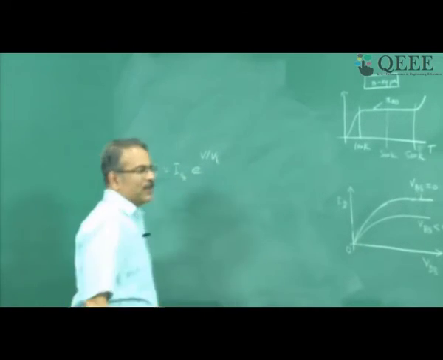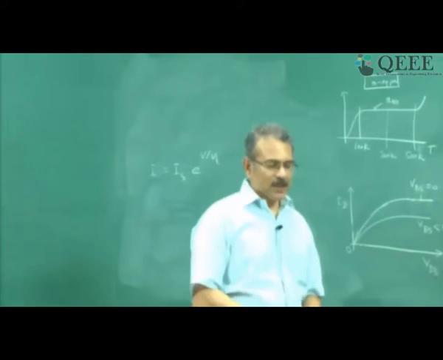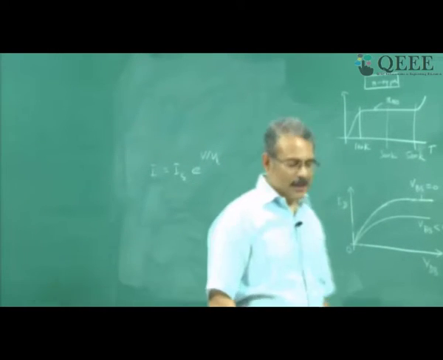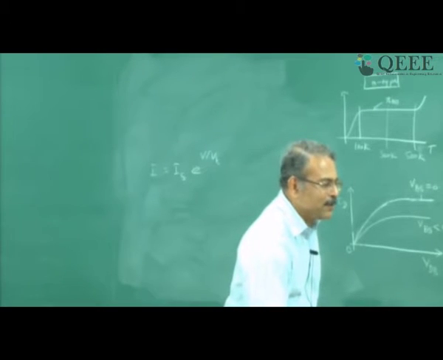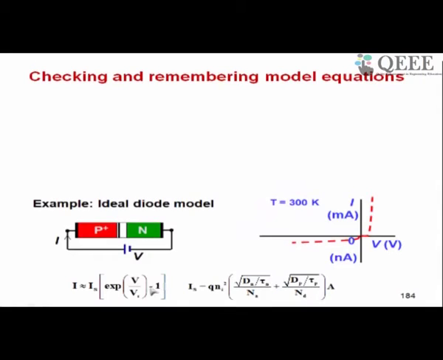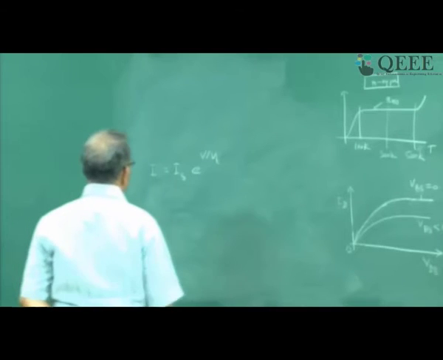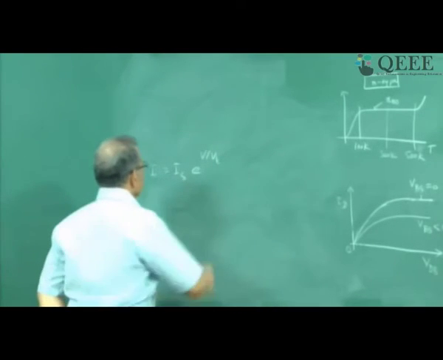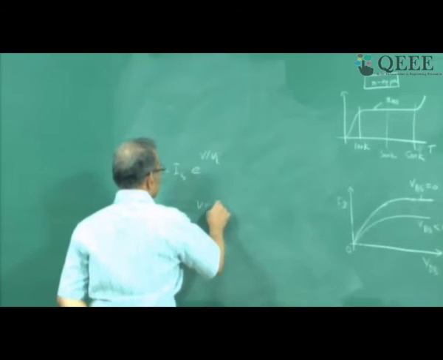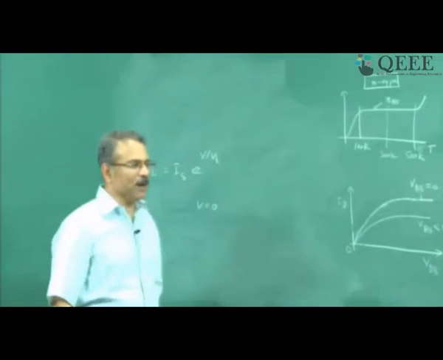So many times when students are asked to write the equation for diode, they will only remember the forward bias. So they will not put the term 1 here, right? This one will be missing, and they will write the equation as I equal to Is exponential V by Vt. Now suppose we write an equation like this, and then we want to check is it right. How do we check? Supposing I put V equal to 0. So what we should do is we should check the equation for limiting cases.